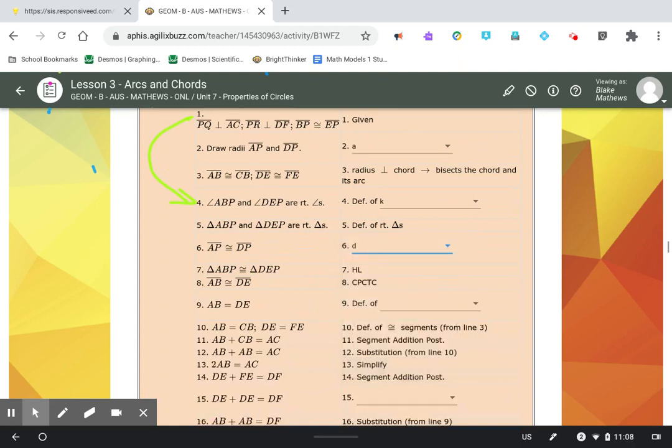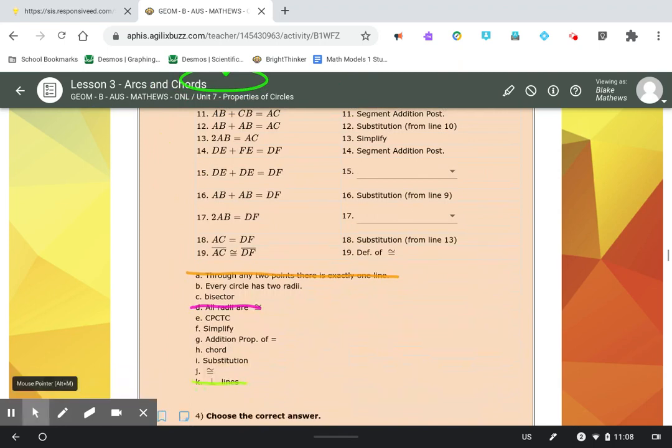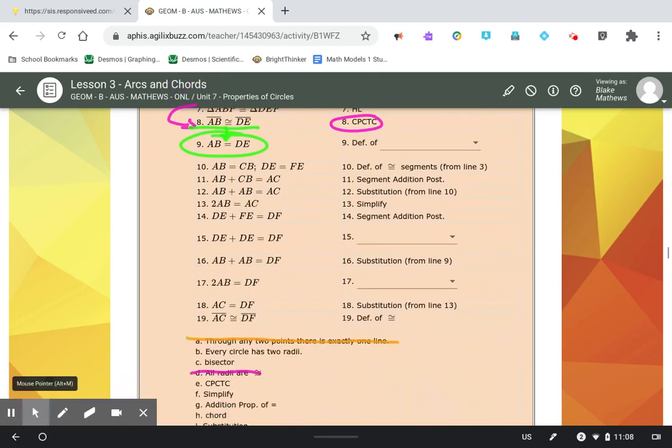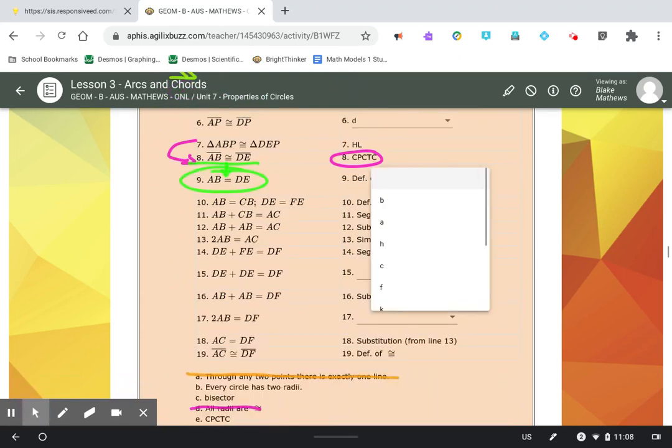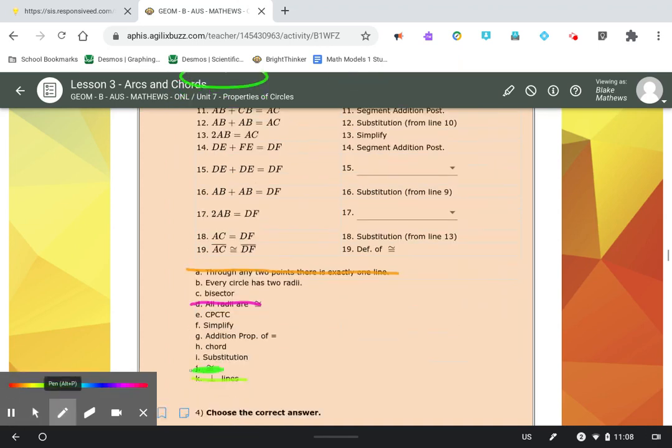Triangle ABP and triangle DEP are congruent. They've given us the reason for that. Then they used CPCTC, which always follows a triangle congruence. And then AB is congruent to DE. That's just saying the definition of congruent segments. Nothing really big there. Just the fact that these are congruent means that the measures are going to be equal. Definition of congruent. So J. And that's this one.